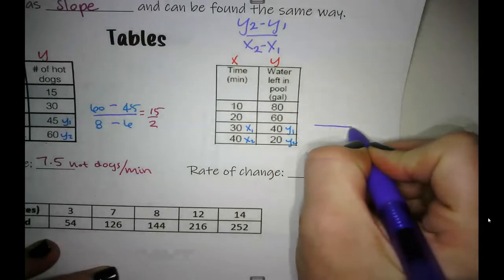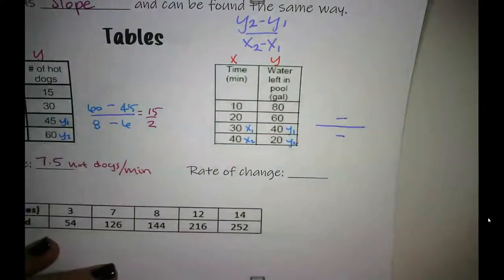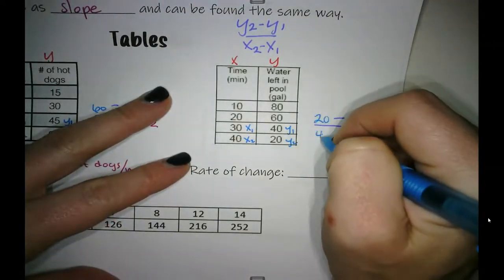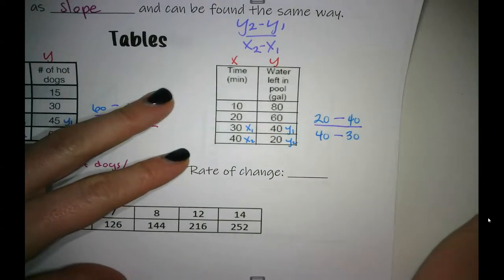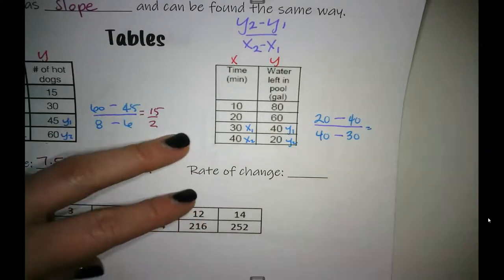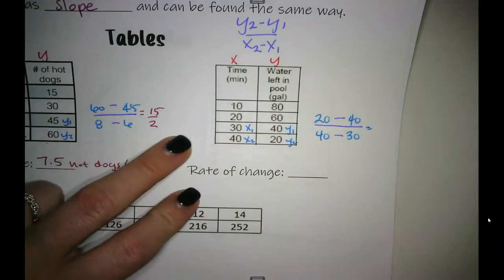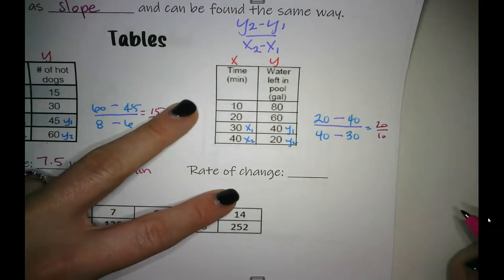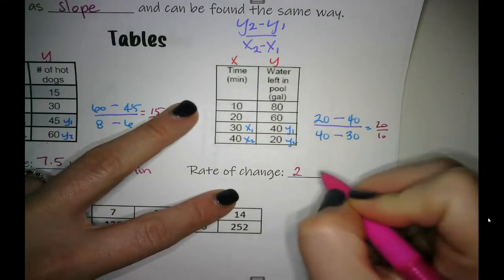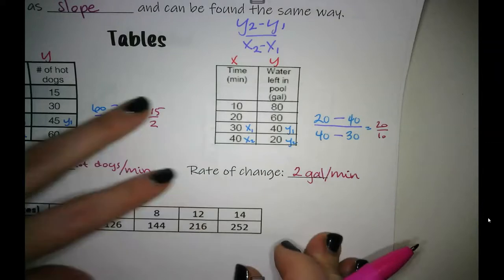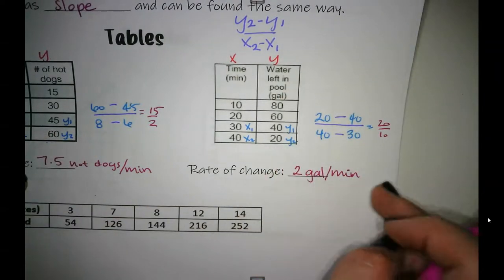And I'm plugging those numbers into my formula. We've got 20 minus 40 over 40 minus 30. All right, and when I do this math, I get 20 over 10. So we've got 2 gallons per minute. So the rate at which the water is leaving the pool is 2 gallons per minute.